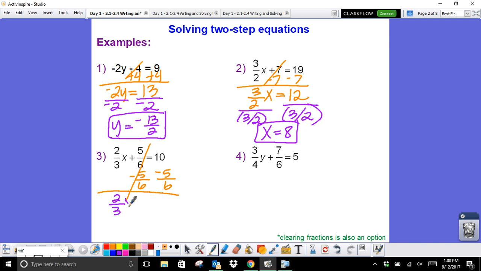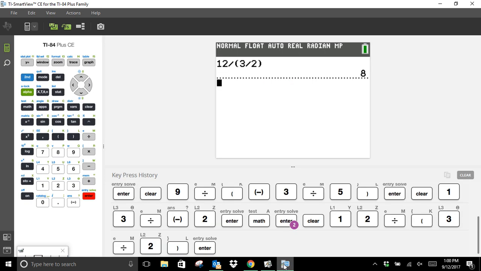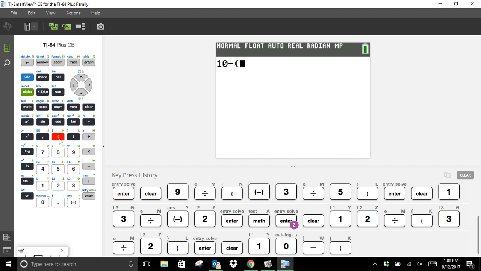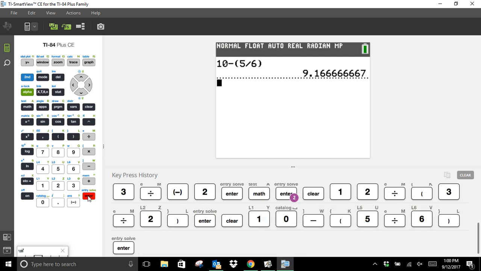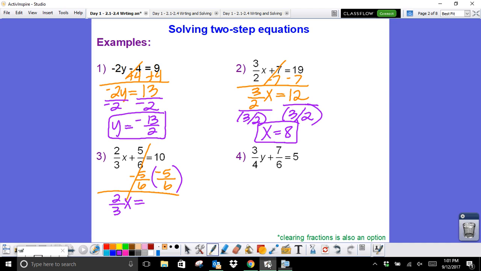So I've got 2/3 x equals, and I'm going to type 10 minus 5/6 in my calculator. And a lot of us sometimes will type that backwards. Type it in the way that you read it. I read it as 10 minus 5/6. So I've got 10 minus, and in parentheses I'm going to do 5 over 6. I'm going to get that back to a fraction, so math, enter, enter, and that's 55 over 6.